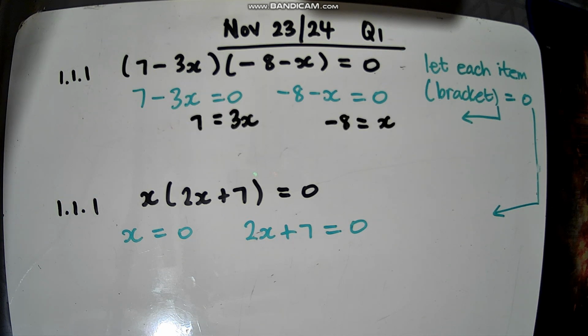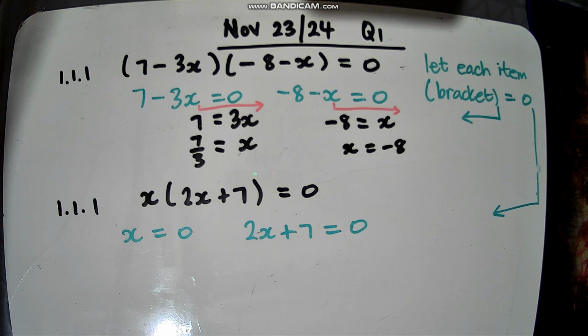Next will be to bring the 3x over. Notice that it's minus 3x. Bringing it over, it will become positive 3x. And on the right hand side, the negative x becomes positive x. Now the opposite of 3 times x will be divide by 3. So the answer is 7 over 3x. On the right hand side, I just switch the left and the right without changing any signs. x is equal to negative 8.